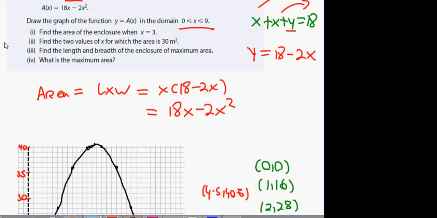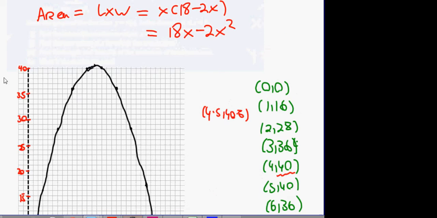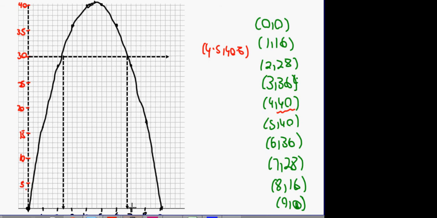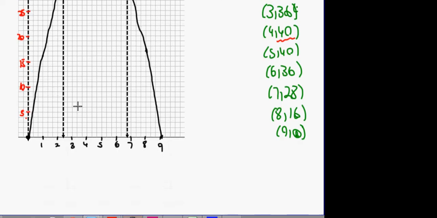Now, what's next? Find the two values of x for which it's 30. Where is it 30, guys? Go across, down and down. What two values is it? About 2.3 and 6.7. 2.3, 6.7. What about the next one?